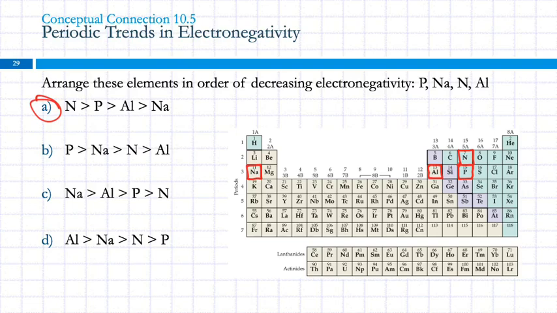Electronegativity is one of the more important trends to know, especially if you're going on to take organic chemistry, because just having this general idea of who's more electronegative becomes more important there.